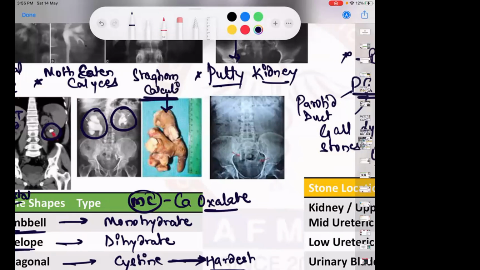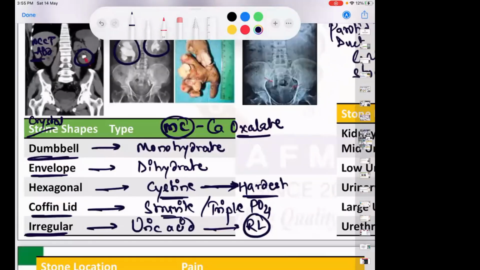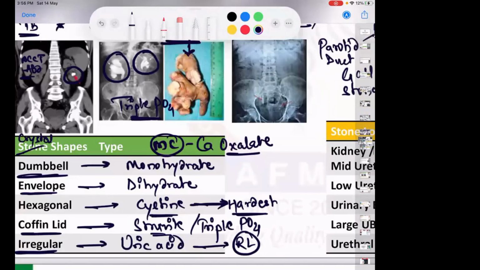And staghorn calculi are formed from which type of stones out of all these stones? Staghorn calculi are triple phosphate stones. Very good. Triple phosphate stones are formed in which pH?